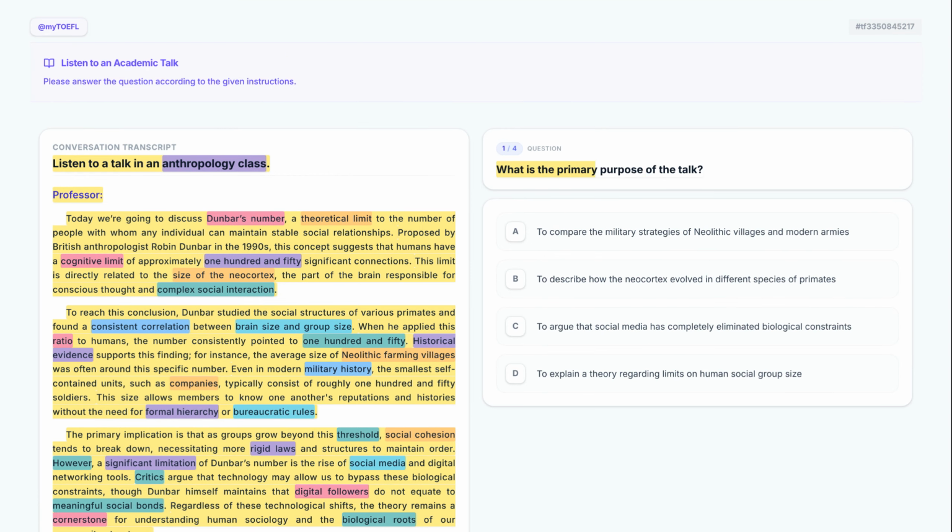What is the primary purpose of the talk? This is a main purpose question. We need to find the choice that summarizes the primary purpose of the entire discussion about Dunbar's number. Let's look at the options.